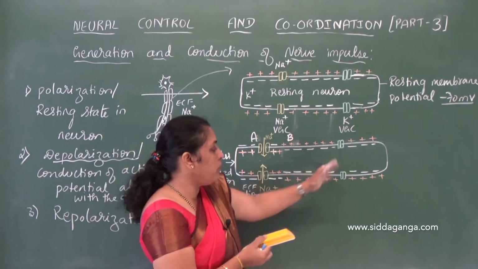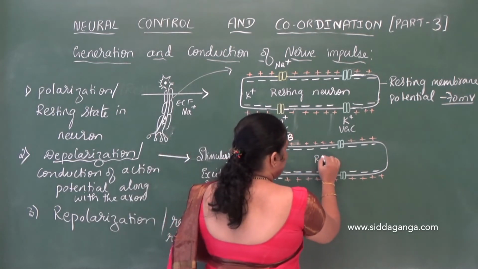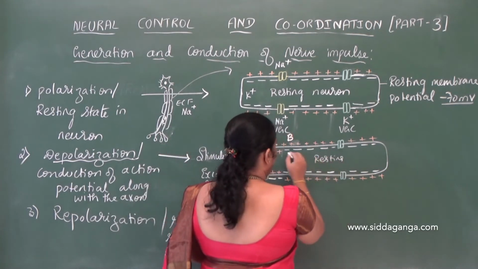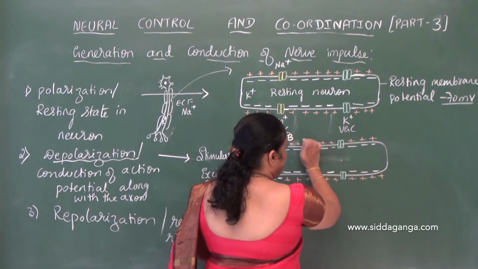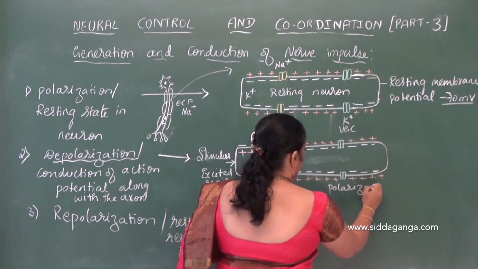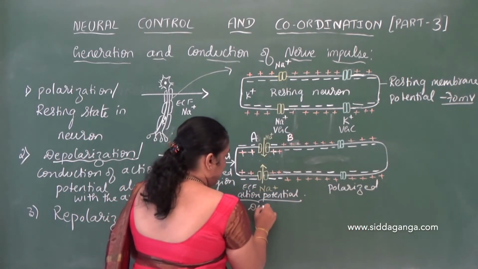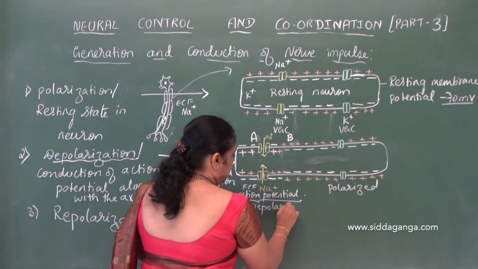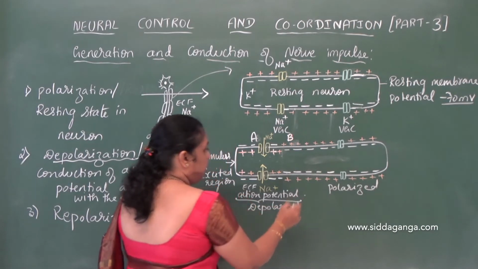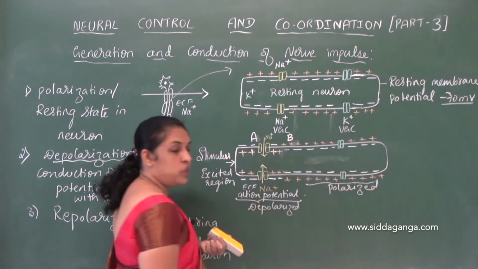The adjacent nerve fiber will be in resting state. This all is again in resting state. This part will be in polarized state. Only this part where we applied the stimulus will be in depolarized state. The remaining part will be in polarized state.